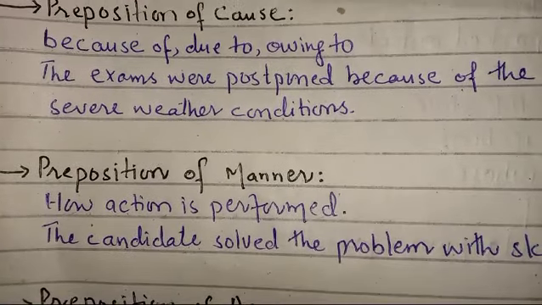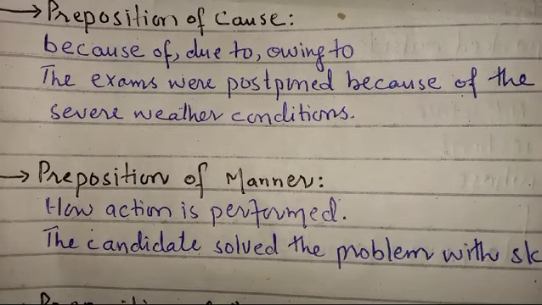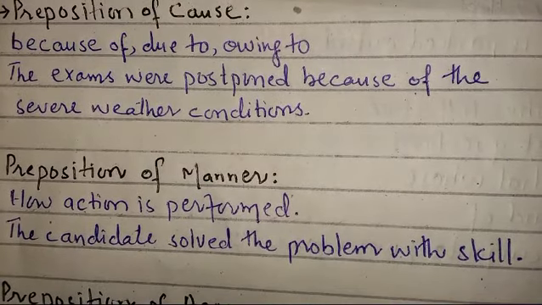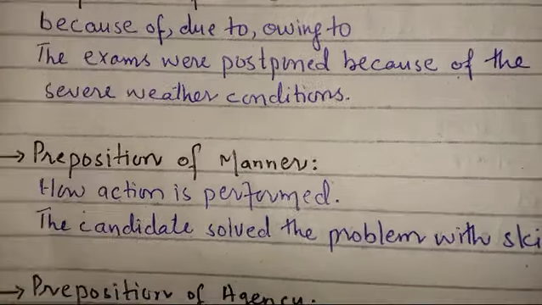Then there is preposition of manner. Preposition of manner tells us how an action is performed. Like the candidate solved the problem with skill. The candidate has solved the problem, but how? With skill. So here with is also a preposition of manner.